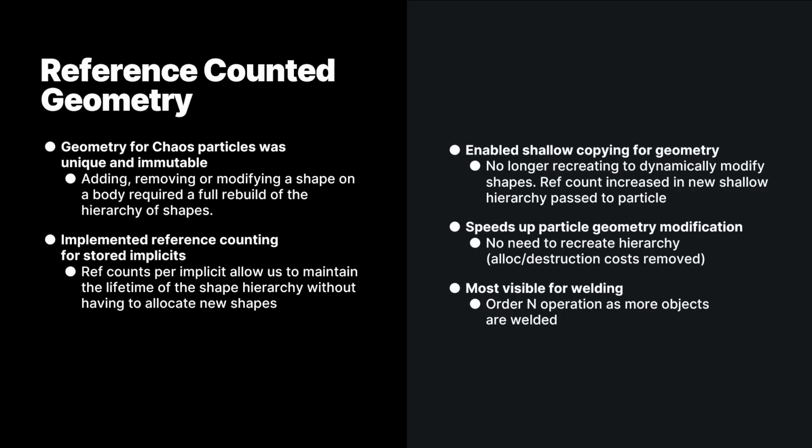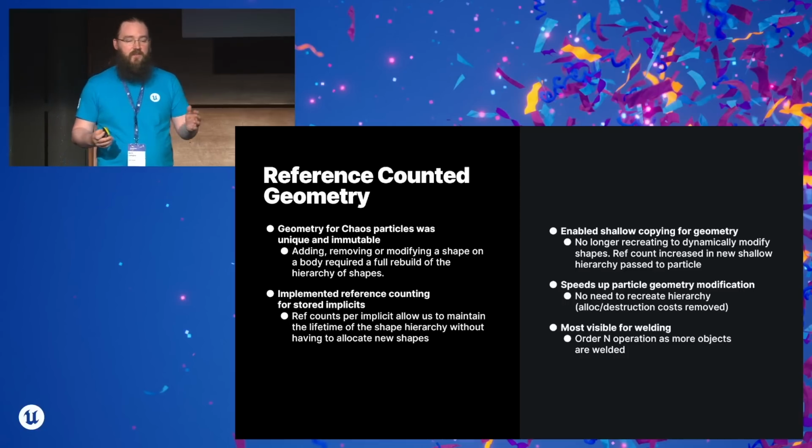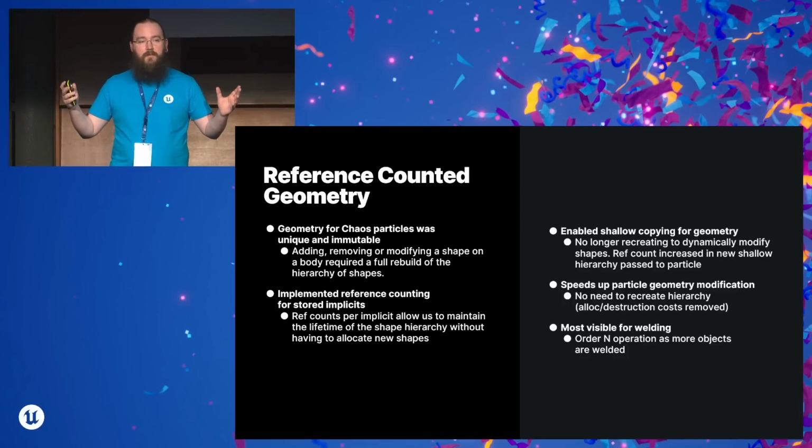We've now moved to reference counting the geometries to make it much cheaper to move them, copy them, and modify them. So in-place modifications don't require that recreation anymore, and all of the geometry can be shallow copied where it's required, and the lifetime can be shared while that modification is going on. When we build connected objects that involve welding or clustering, it's so much faster, especially if you have large collections.